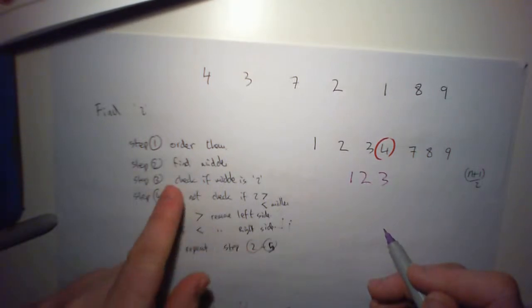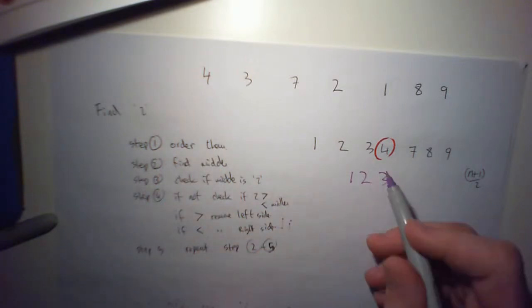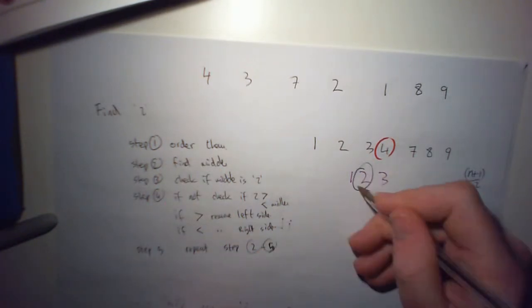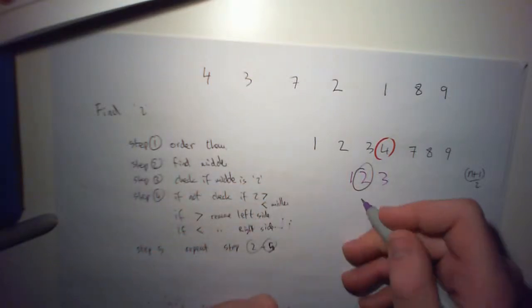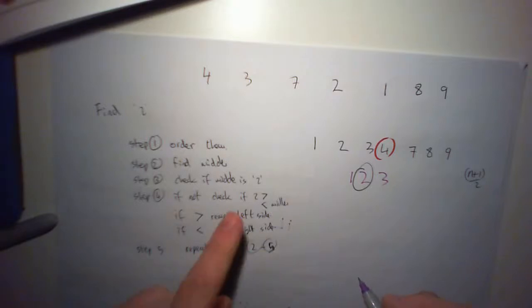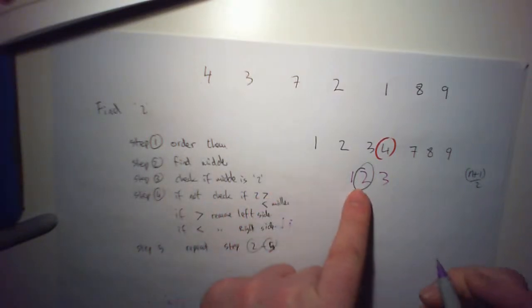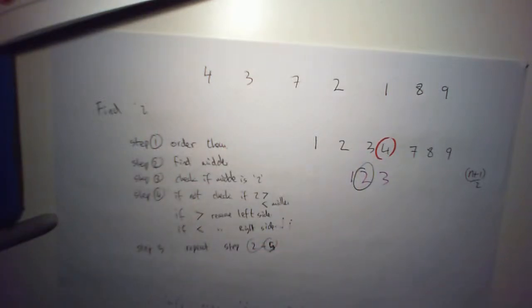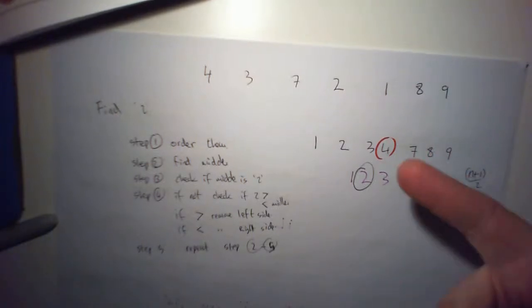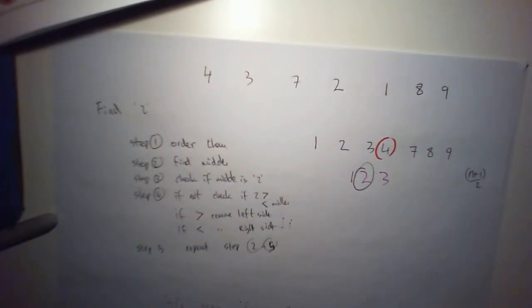Okay, repeat step 2, find the middle. The middle here is 2. Okay, check if middle is 2. Yes, it is. Yay! But let's say if it wasn't, then I'd either remove the right-hand side or remove the left-hand side and recheck it again. Okay, so see how quickly that's done. But the key to this is it has to be ordered. If it's not ordered, it won't work.